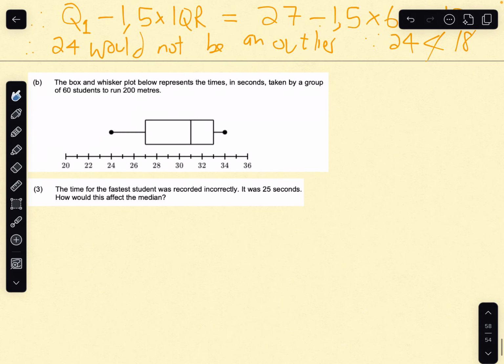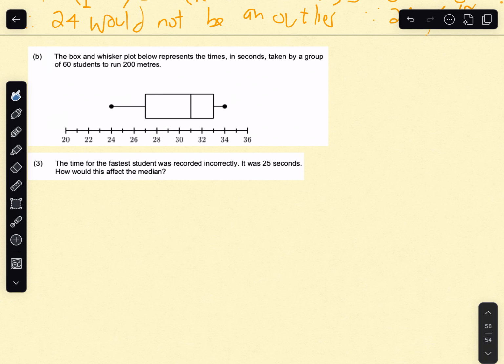Last question. The time for the fastest student was recorded incorrectly. It was 25 seconds. Oh no. So instead of the fastest student being here, they were actually here. How would this affect the median? It does not affect the median.